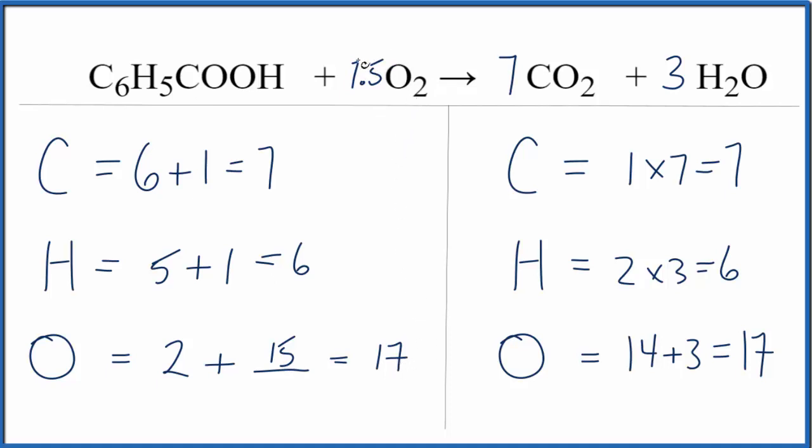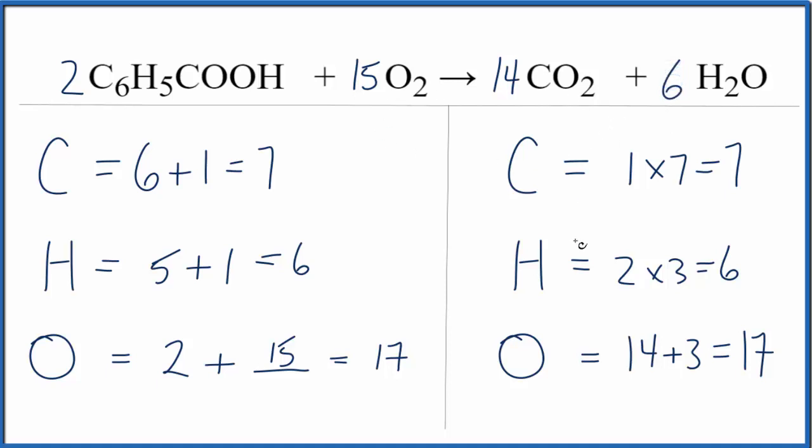However, we don't normally like to have fractions here in our equations, so let's multiply everything by 2. So when I do that, I'll have 2 in front of here. 2 times 7.5, that's 15. 2 times 7, that's 14. And then 2 times 3 is 6. And now we have whole numbers and our equation is balanced.